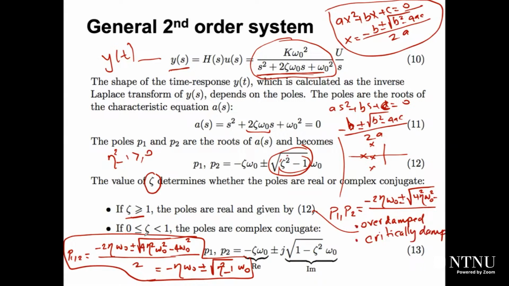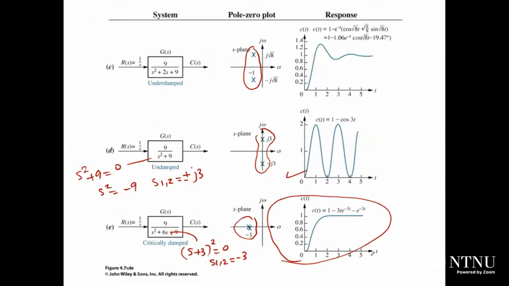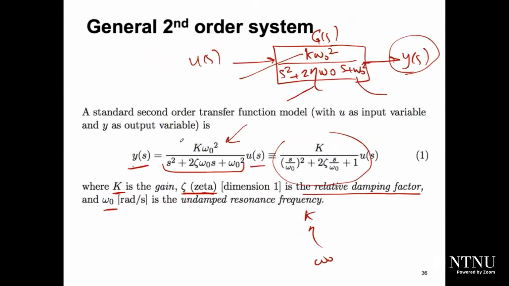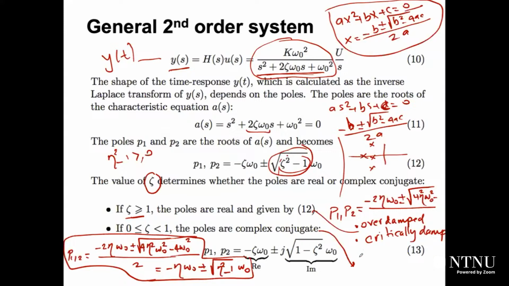But when zeta is greater than or equal to 0 and less than 1, the poles are complex conjugate. When it is complex conjugate, you also have two options. So maybe you will be underdamped or undamped. So in this case, you will be underdamped or undamped. Right? So it will be like this one.